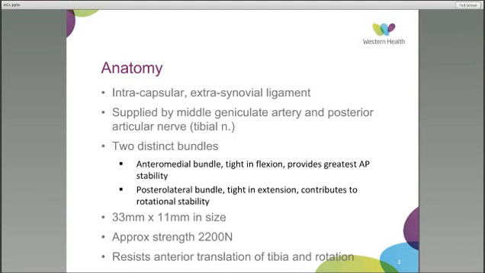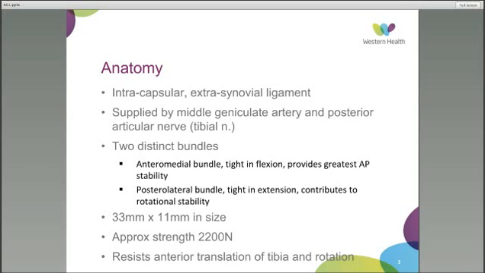The ACL is approximately 3 centimetres long with a width of 1 centimetre, and its strength is approximately 2,200 newtons. Its main role is to resist anterior translation of the tibia and rotation. So here are some pictures of the anteromedial and posterolateral bundles of an anterior cruciate ligament.